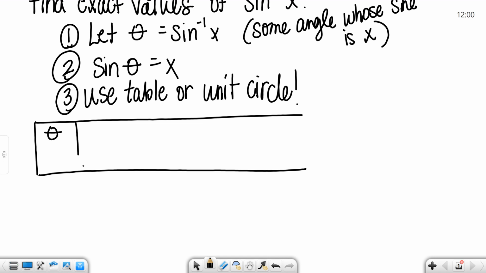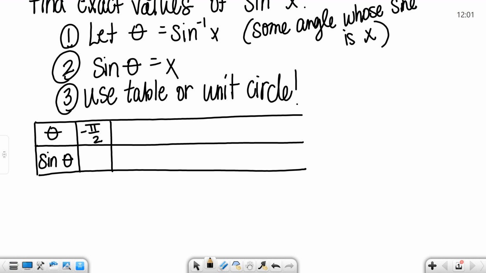In our table, I'm going to give you theta values and sine of theta values. Now remember, I restricted this to negative pi over 2 to pi over 2, so we're going to start with negative pi over 2. But then we're going to include all those other important values on the unit circle. So that's where these values are coming from. On the unit circle, all of these are marked for us.